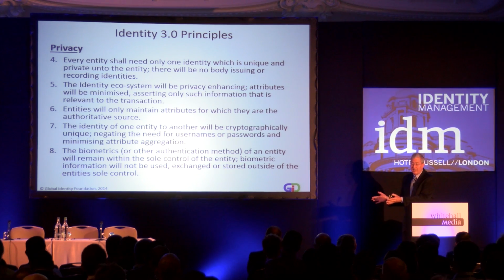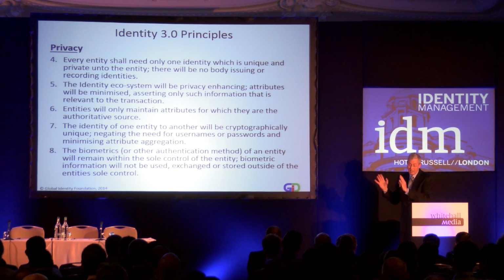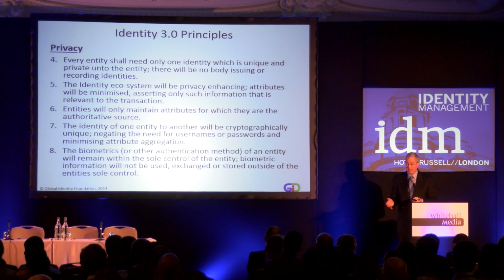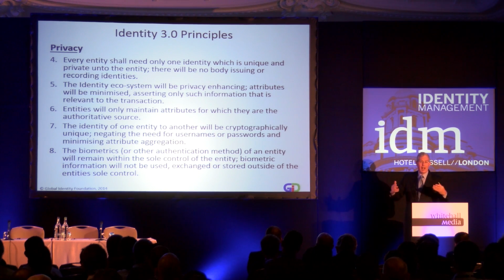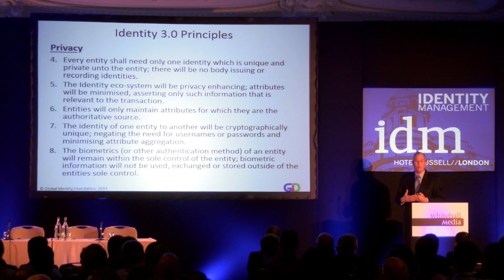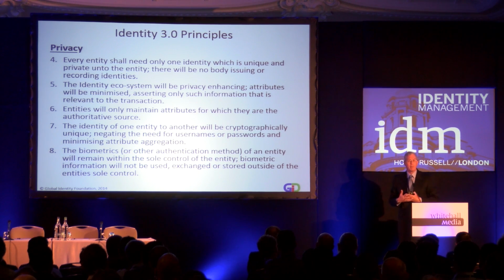The identity of one entity will be cryptographically unique, negating the need for usernames and passwords. Wouldn't that be nice? And ultimately, biometrics have to be private to me. End of story. I do not want my inside leg measurement, my 2 irises, my 10 fingerprints, and everything else being stored out there by someone else, even in transit. Thank you very much. I want to own them because they're mine.